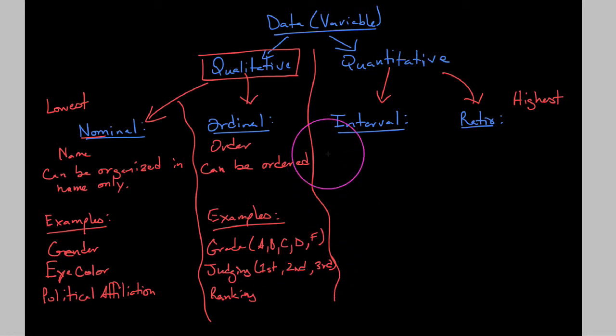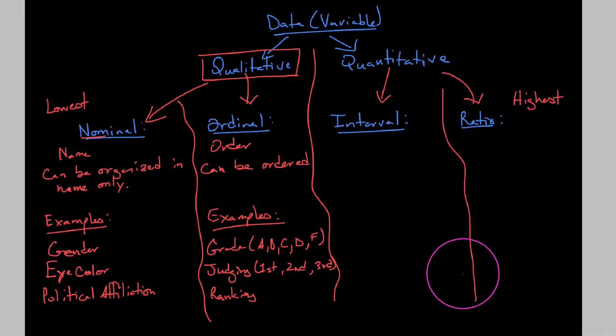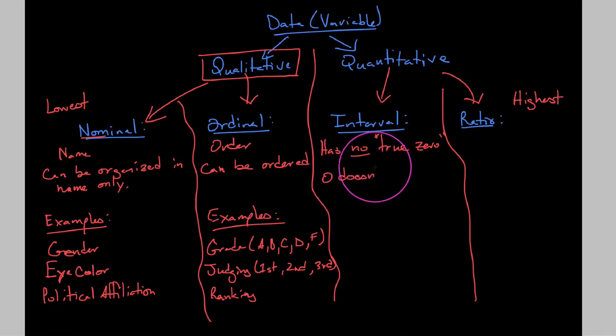Okay. So now when we cross over into quantitative data, we say that there are two levels of measurement, interval and ratio. And I'm actually just going to point out the key thing here with interval. It has no true zero. Okay. And what we mean by true zero is this. Zero doesn't actually mean zero.